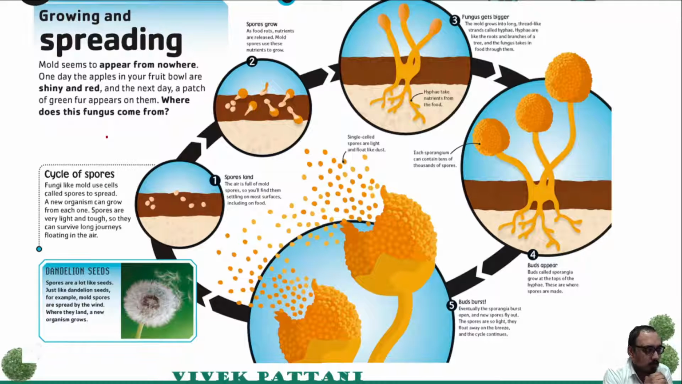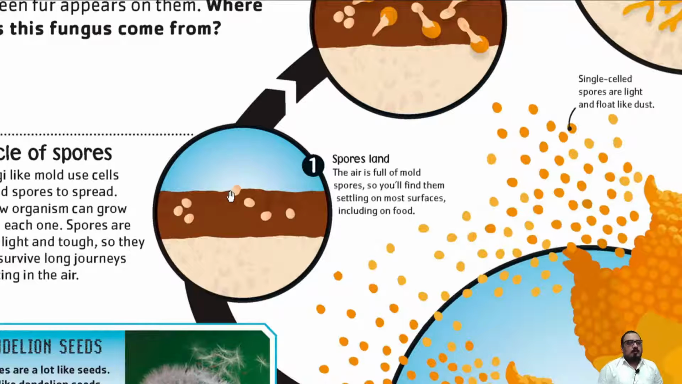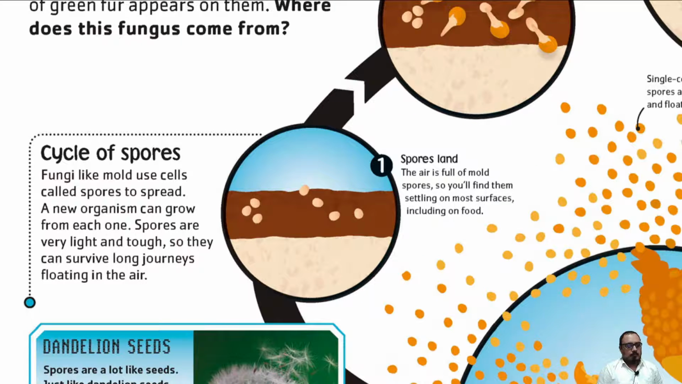Mold seems to appear from nowhere. One day the apples in your food bowl are shiny and red, and the next day a patch of green fur appears on them. Where does the fungus come from? It comes from the spores which are present in the environment. It starts with the spores landing. The air is full of mold spores, so you'll find them settling on most surfaces including food. Fungi like mold use cells called spores.